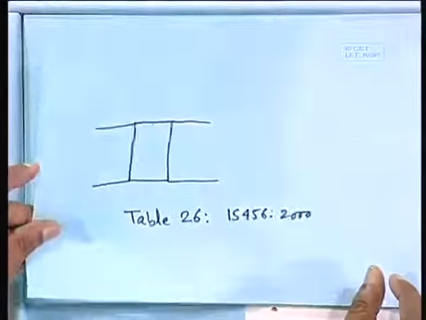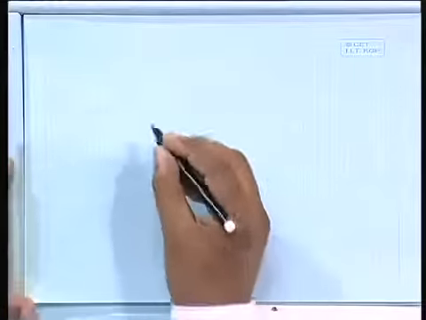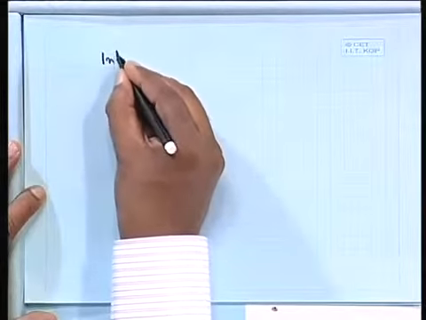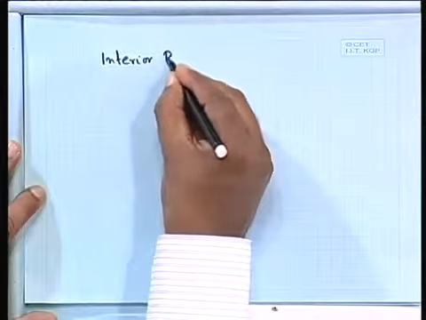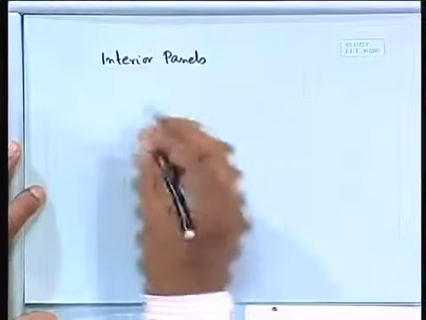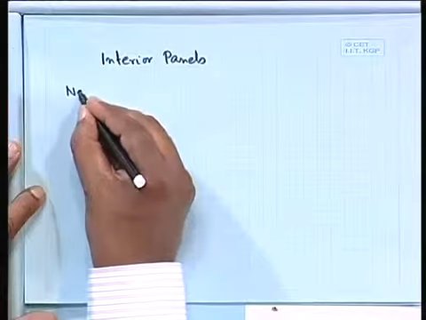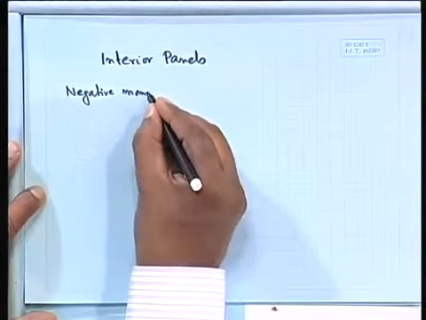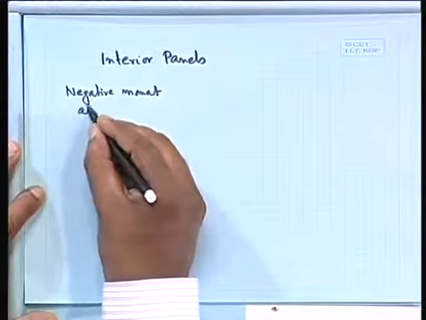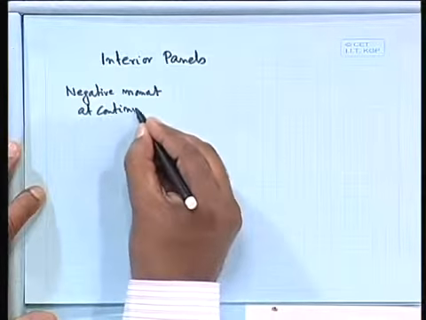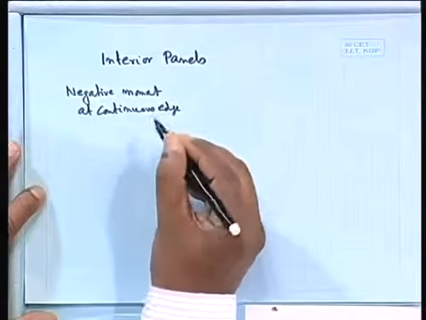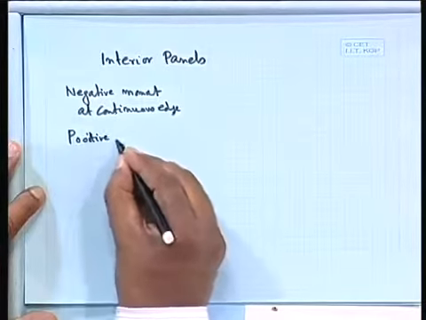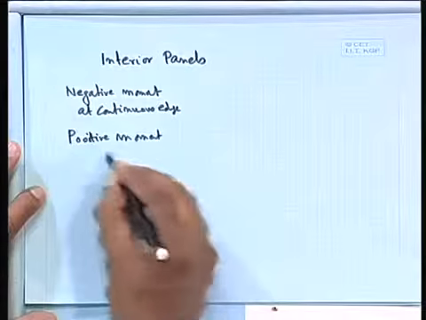Just for one sample, I think I should tell you how it comes in a similar fashion. For the interior panel itself I can tell, and for the others you can find out. So it says like this: negative moment at continuous edge and positive moment at mid span.